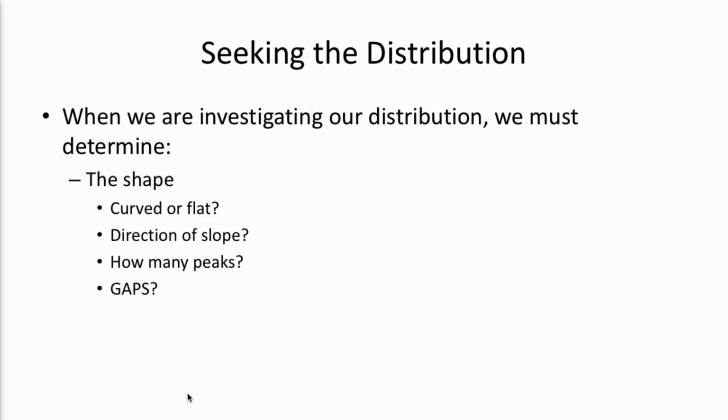We have to determine the shape. Is it curved or flat? What's the direction of the slope? How many peaks? Are there gaps? Gaps and peaks are the interesting thing about distributions. If you run a distribution and you see more than one peak, or you see gaps, you know there's something strange going on, and you have to investigate more directly.